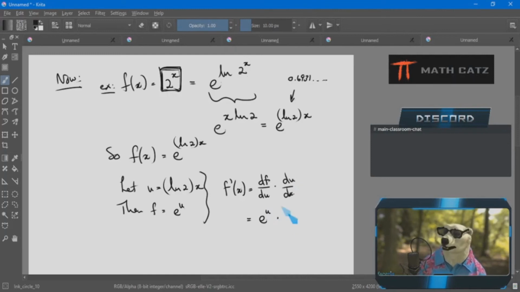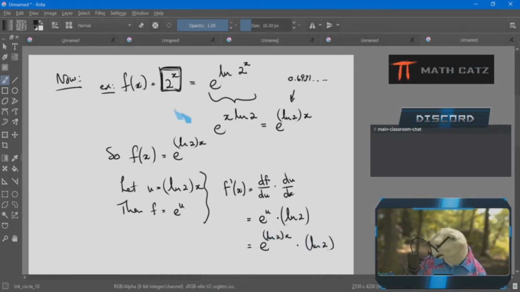Derivative of u with respect to x. See it for what it is. It's a number times x. So it's the number. Now what do I do usually? I replace u with what it actually is. So it's e to the power of log of 2 times x, and then times the number, log of 2.